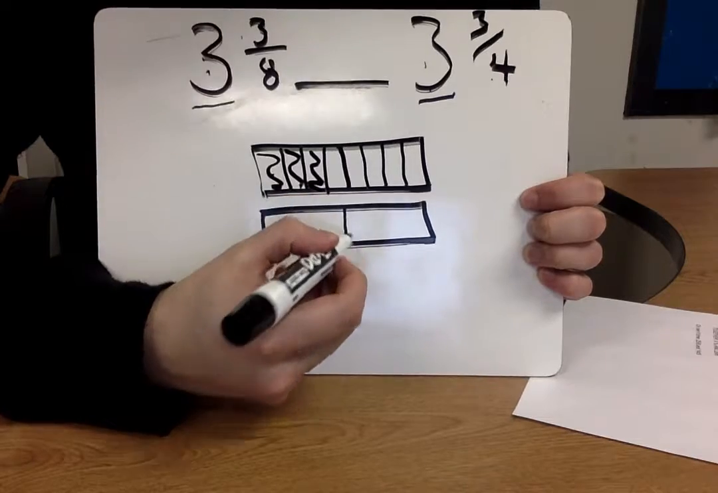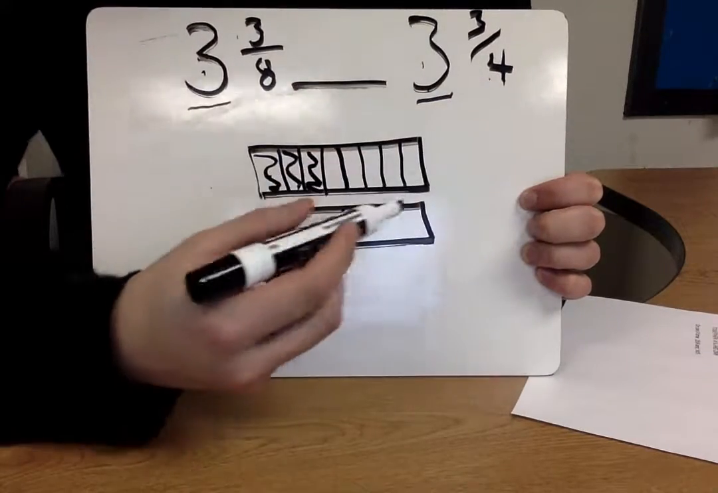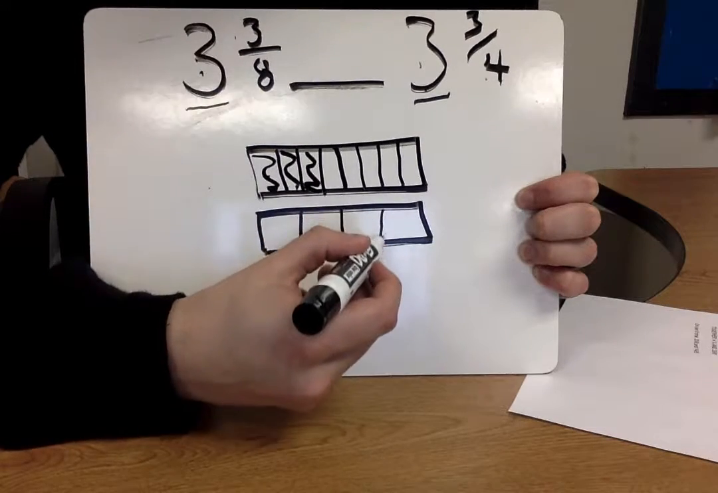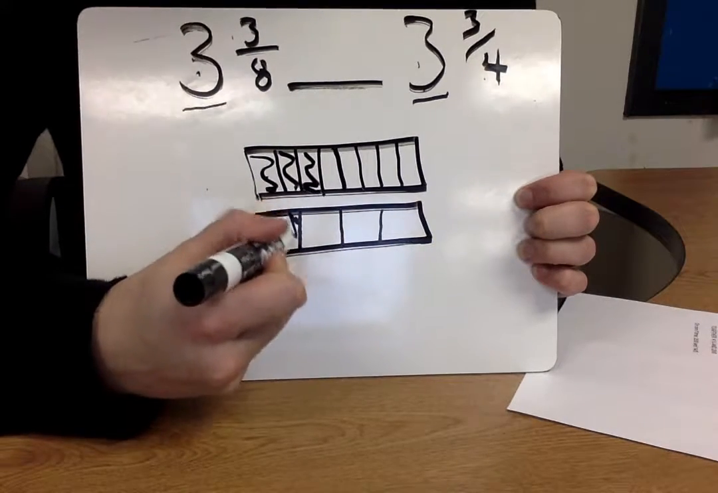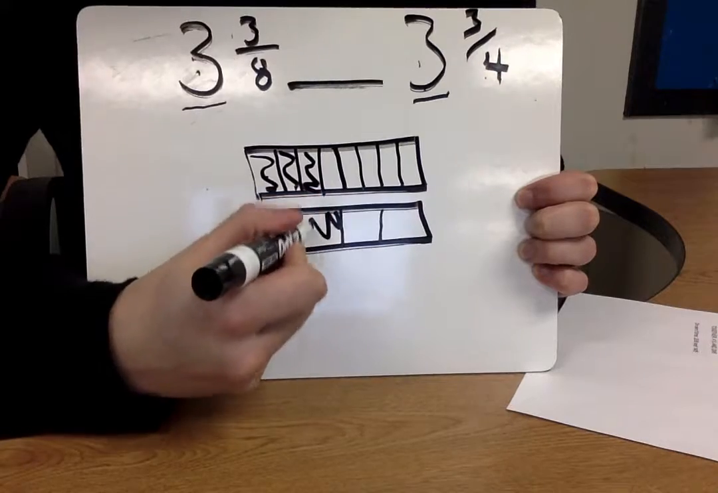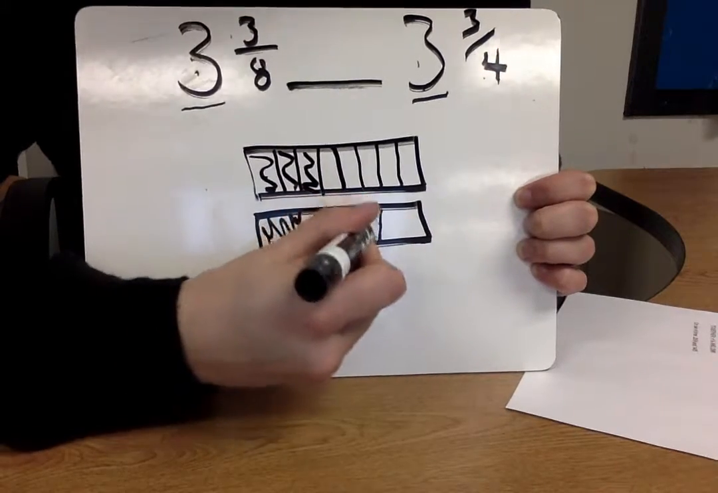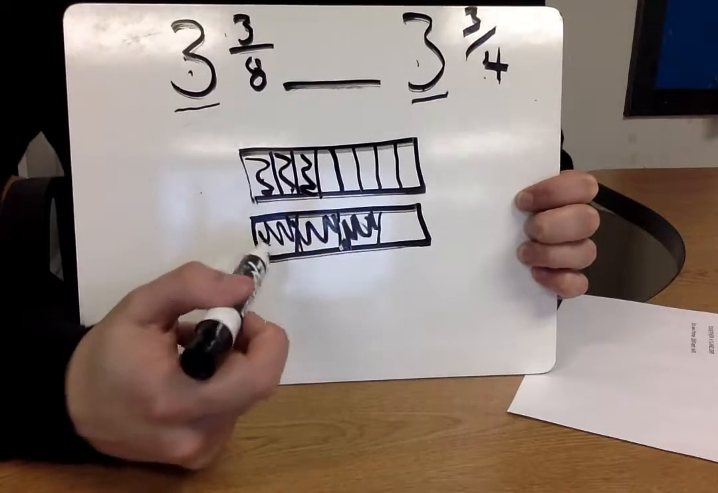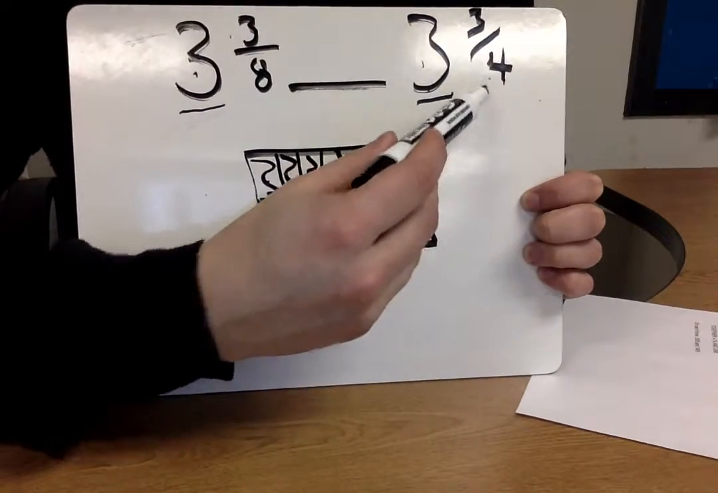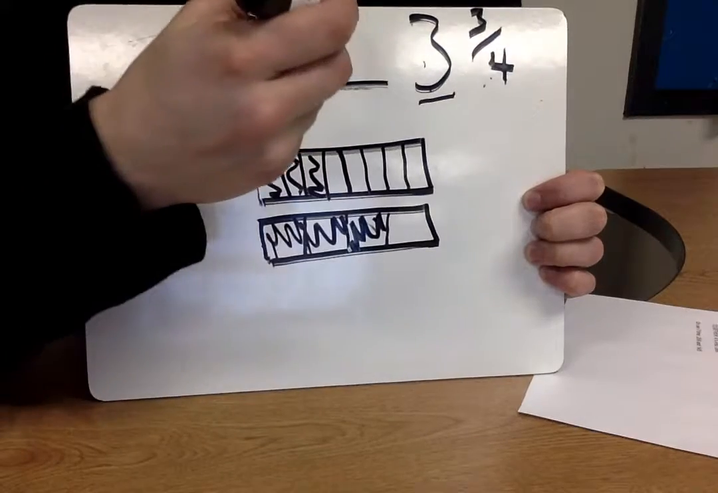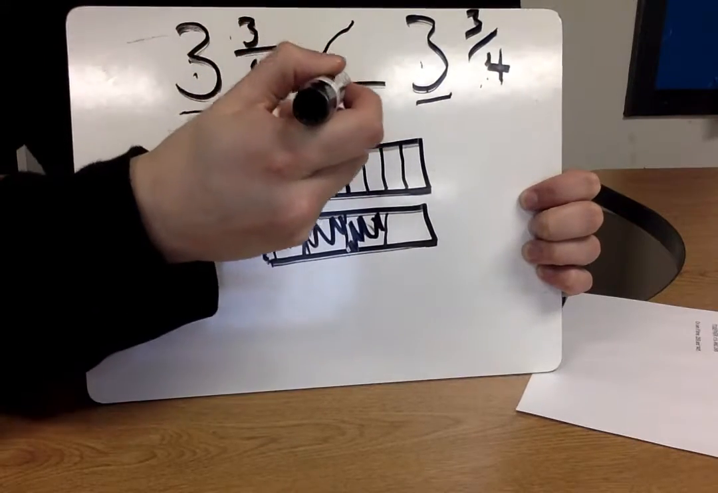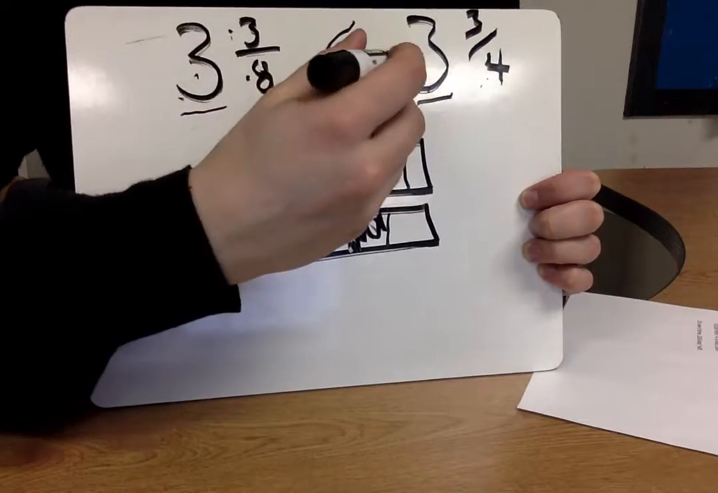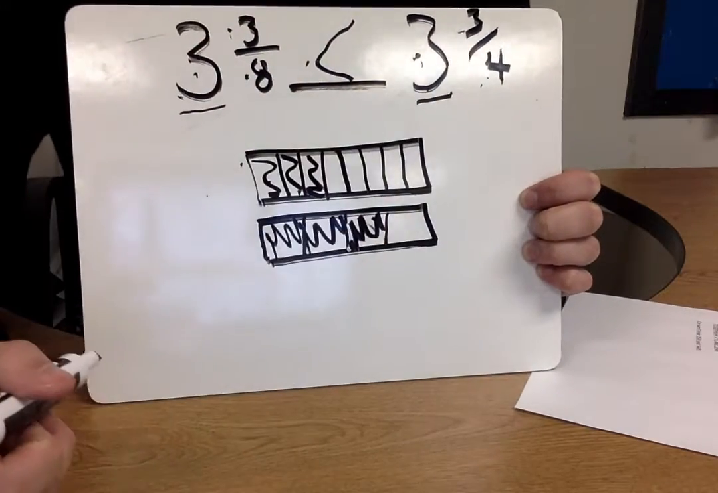And now I'm going to do the same with my second tape diagram. I need to have 4 equal parts, so I'm partitioning as evenly as possible, shading in 3 of those 4. And I can quickly see that there is much more shaded in for 3/4 than there is for 3/8, meaning that 3 3/4 is larger, or 3 3/8 is smaller than 3 3/4.